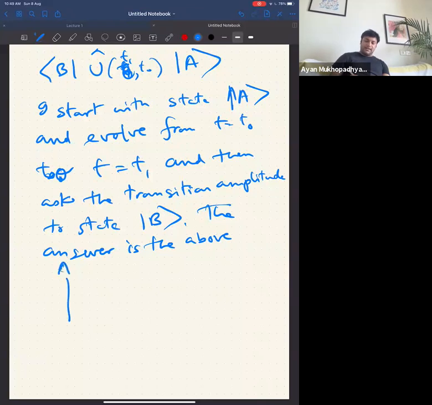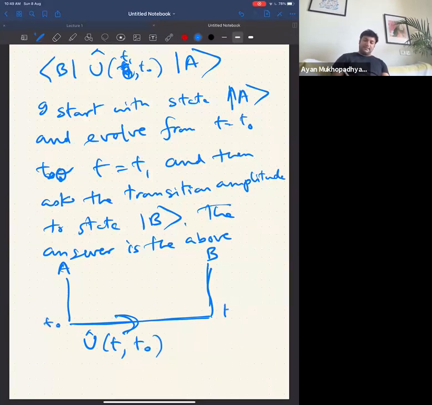So I will put A here, and let me explain this picture. I'll always put some diagram like this. Whenever I draw an arrow, it denotes this operator U(t, t0). So this is t0, this is t, and this is time. My time flows from left to right.